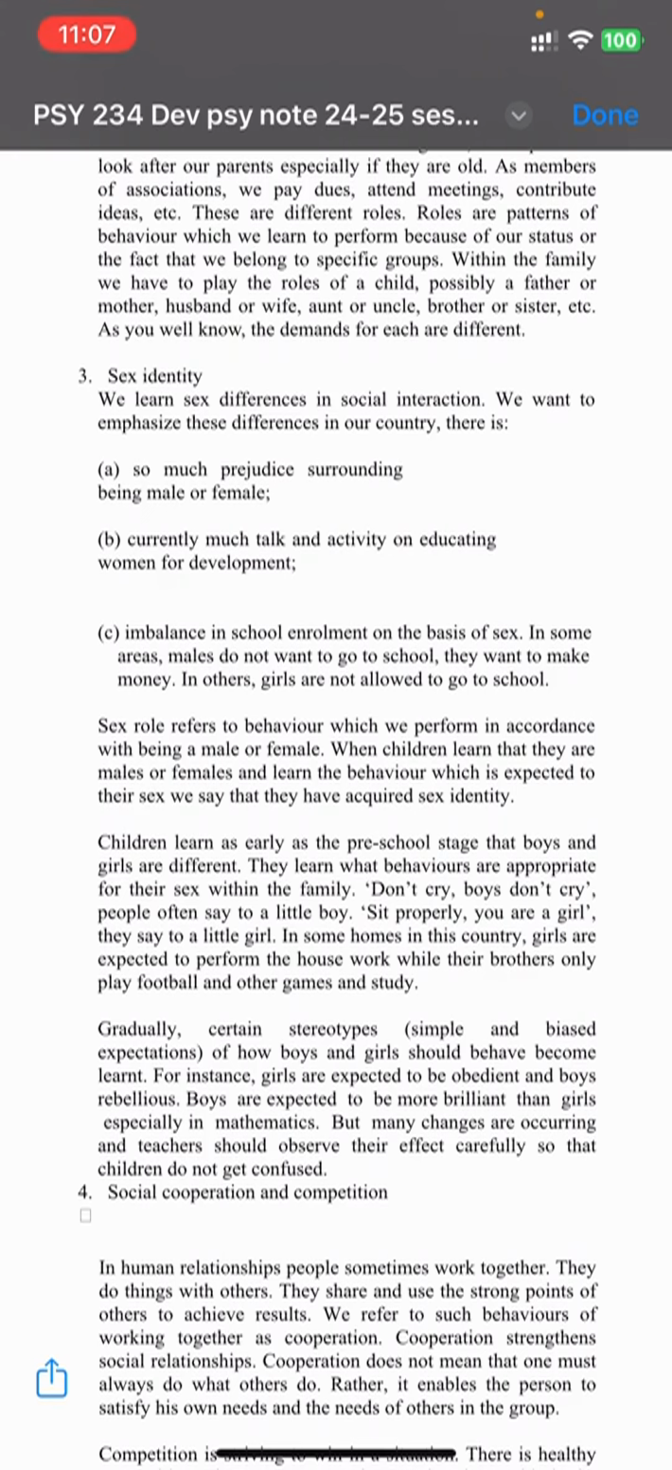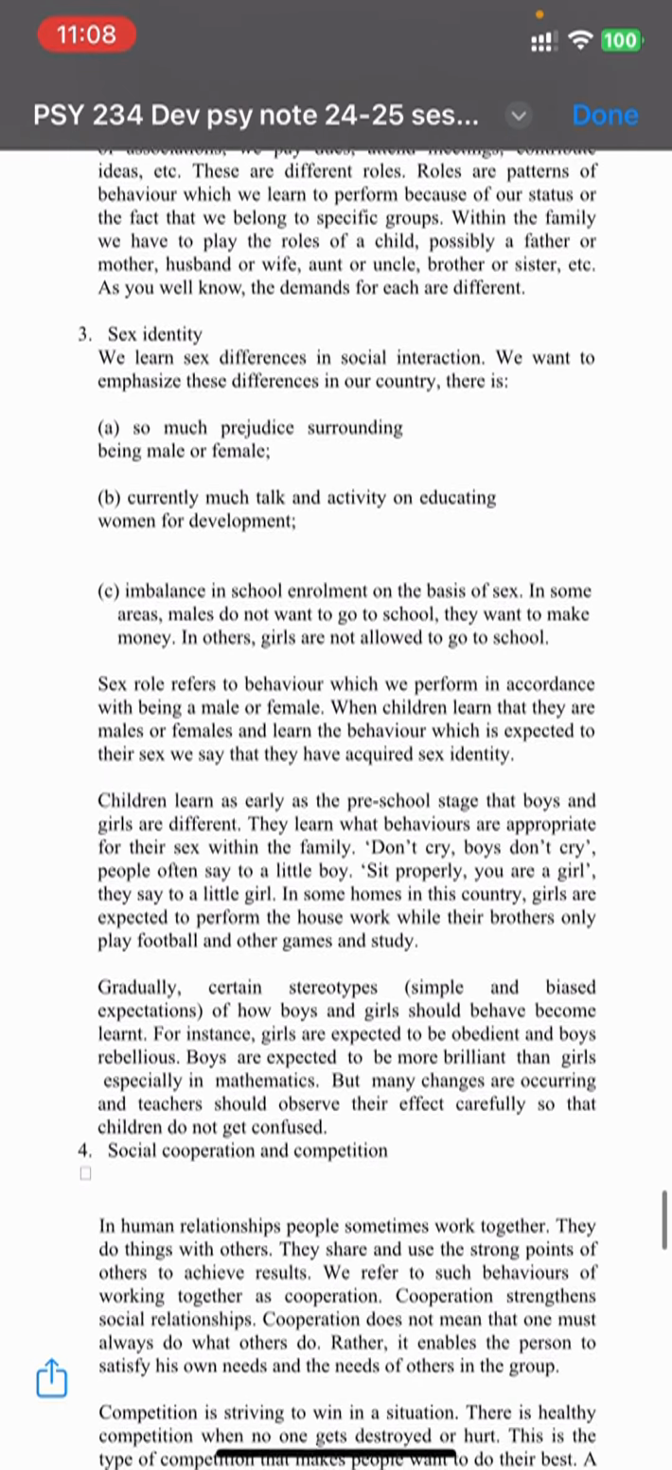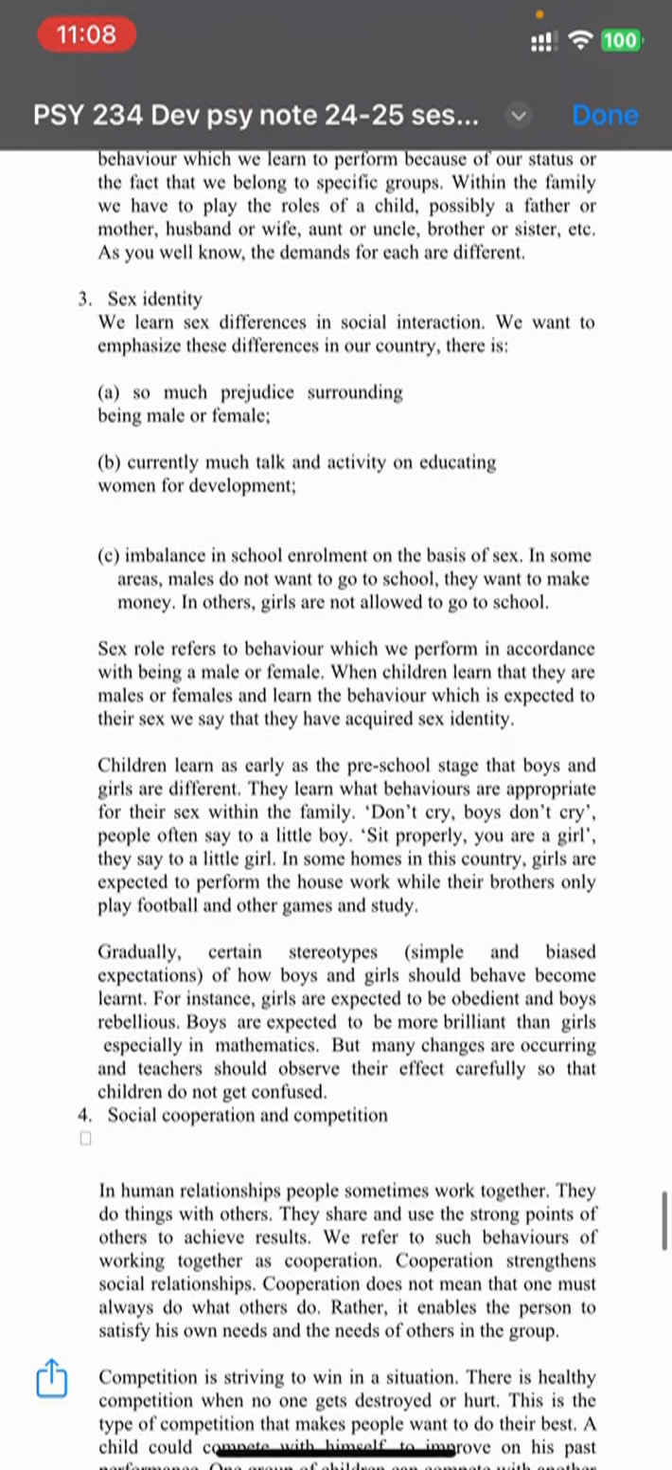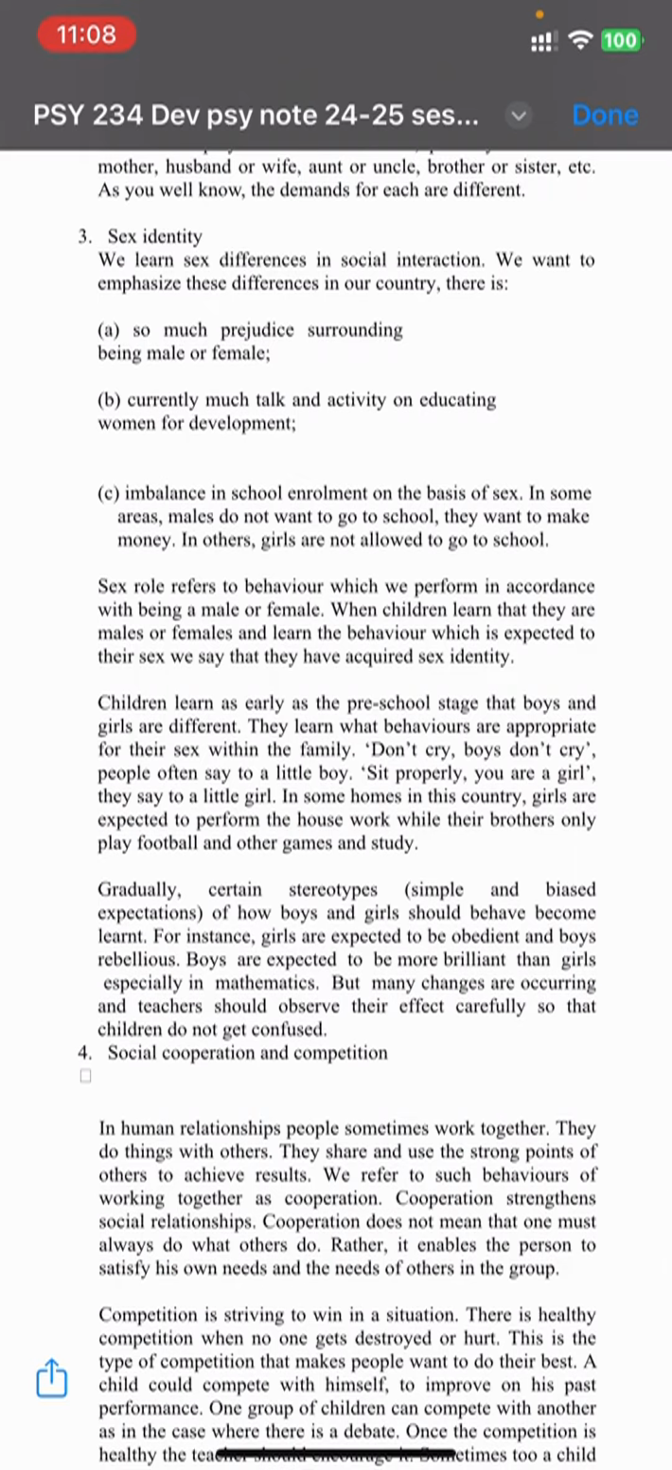Now, sex role refers to behaviors which we perform in accordance with being male or being female. So, simply because you are male, you are made to do some things, and simply because you are female, you are made to do some things. Children learn early, at preschool age, that boys and girls are different.